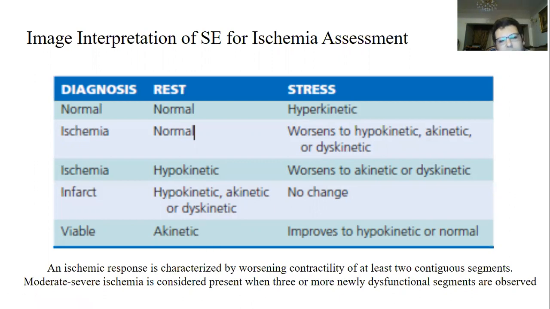An ischemic response is characterized by worsening contractility of at least two contiguous segments. Moderate to severe ischemia is considered present when 3 or more newly dysfunctional segments are observed.